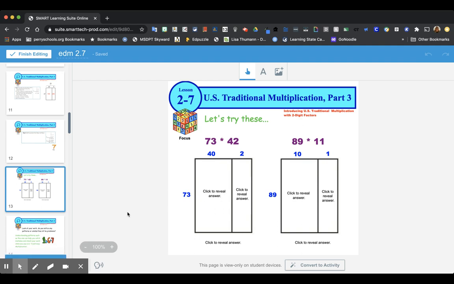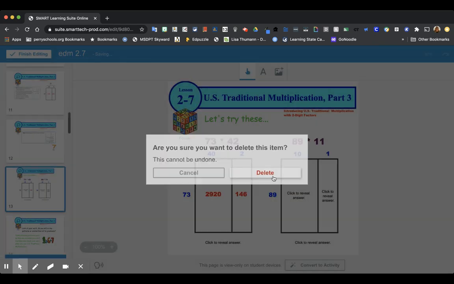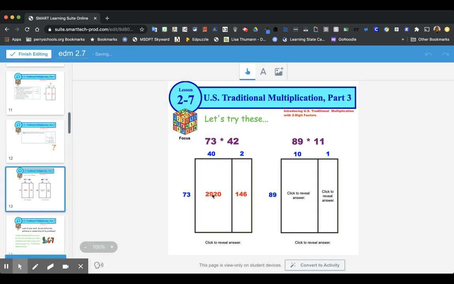Okay, so I have gone to the screen so that we can look at the answers. First, you would take 73 times 2. When you take 73 times 2, we should get 146. And then 73 times 40, you should get 2,920. So you're going to take 2,920 plus 146 and get a total answer of 3,066.